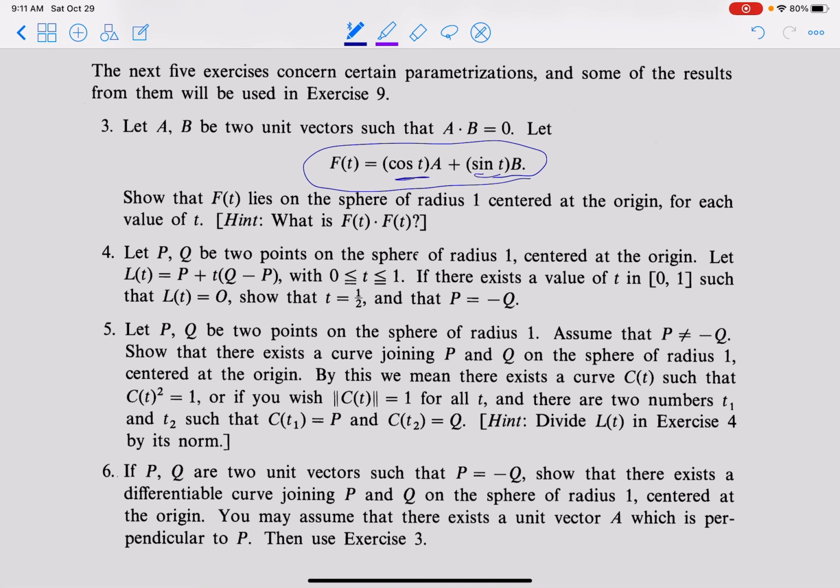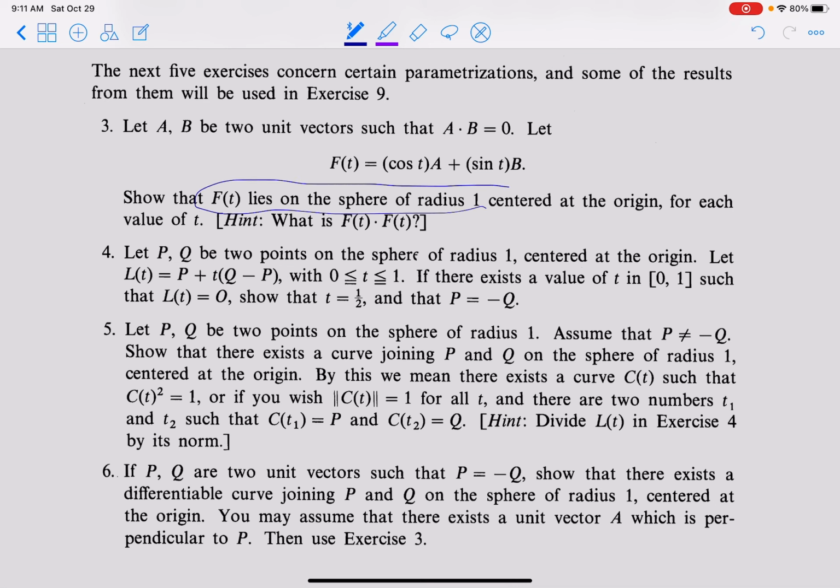And cosine, sine, you should think circle. Typically, we have A is sort of the vector 1, 0, and B is the vector 0, 1. And so this is then equal to cos t, sine t, which literally is the circle you're used to. But we can use any unit vectors whose dot product is 0. And that's what we're going to prove.